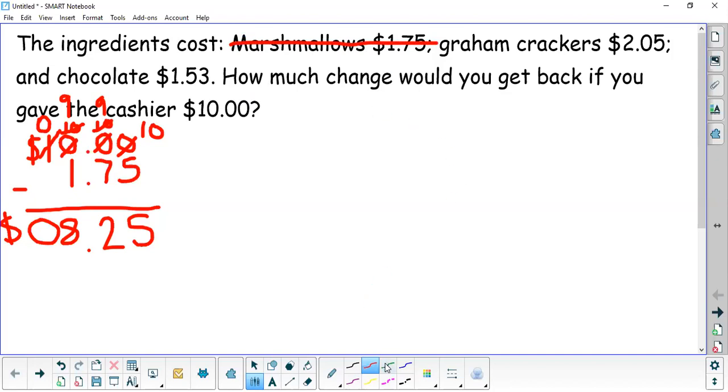So now I'm going to take the cost of the graham crackers out of the money I have left. I'm going to come and do that separately instead of lining up beneath it, because I don't want to accidentally make a mistake and not spot it. So I'm going to come over here and I'm going to break it up into different problems. So $8.25. Okay. And my cost of my graham crackers is $2.05.